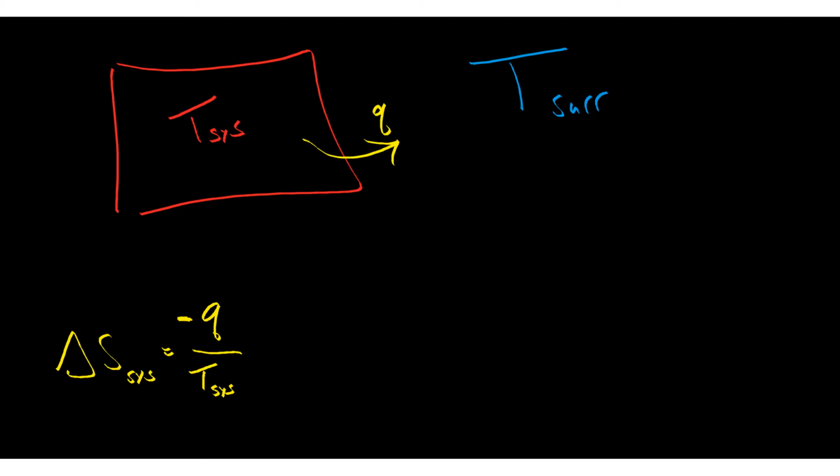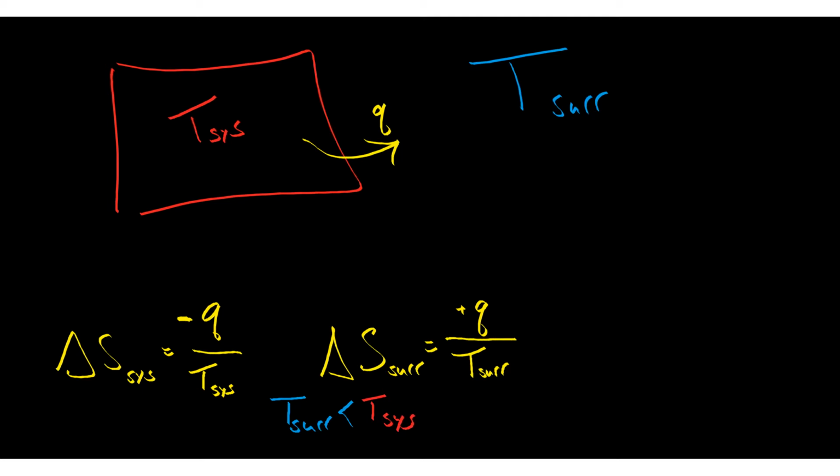Now delta S of the surroundings is positive Q over the temperature of the surroundings. Equal and opposite. All the heat that's lost by the system is going into the surroundings, so that's a positive number. And this is happening at different temperatures, because the temperature of the system is different from the temperature of the surroundings. That's why the object is losing heat. And the temperature of the surroundings is less than the temperature of the system.